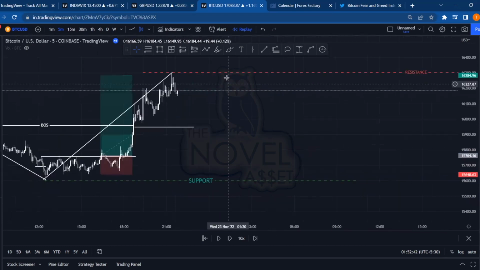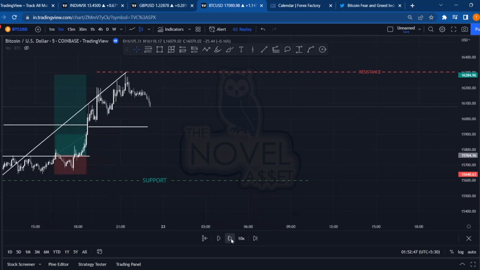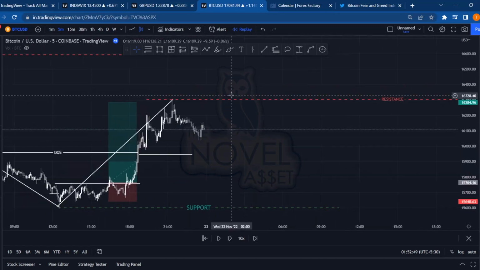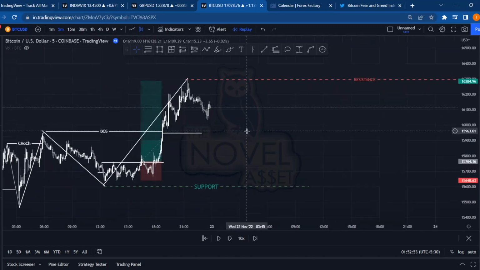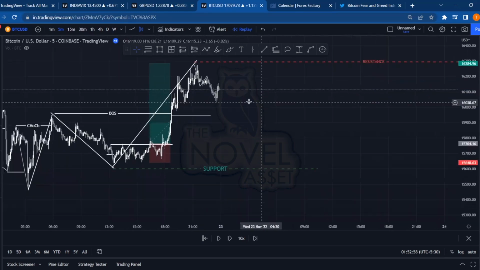If it starts correcting from here, then it means it is a major resistance, right? So this becomes a major resistance over here. Okay, so now what are you looking for? You're still waiting for what? You are waiting for a new structure to be broken towards the upside, a minor structure.